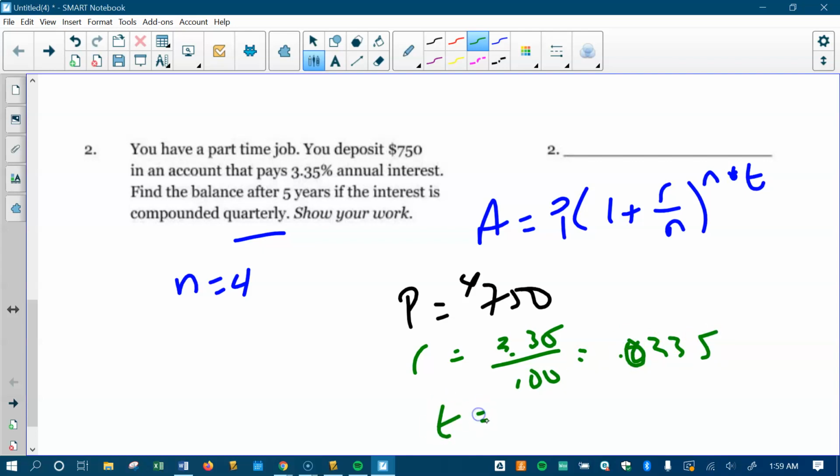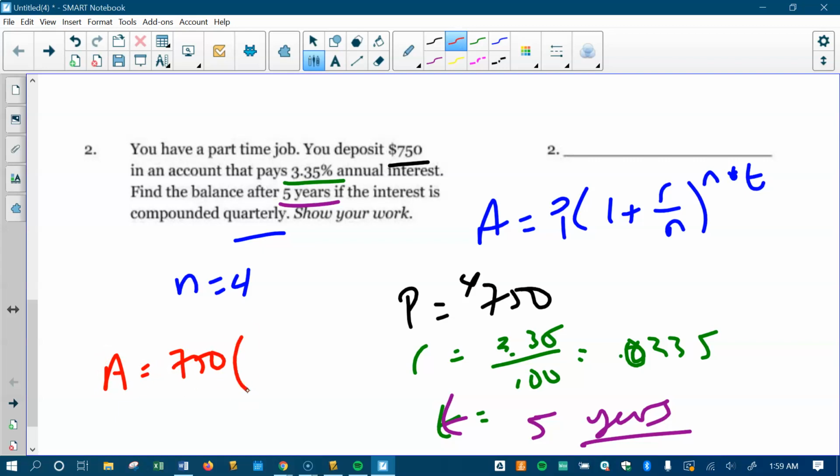T is always in years, so T is always in years, and it's going to be 5. So 5 years, 3.35% interest, and the initial value. Now I can just plug them in, and I'll write it all out once first. If I was to rewrite this, I would get A is equal to 750 times (1 plus 0.0335 over 4) to the 4 times 5.